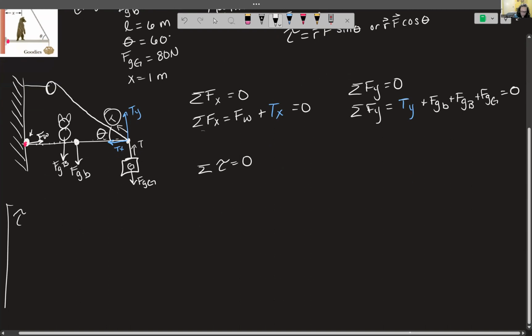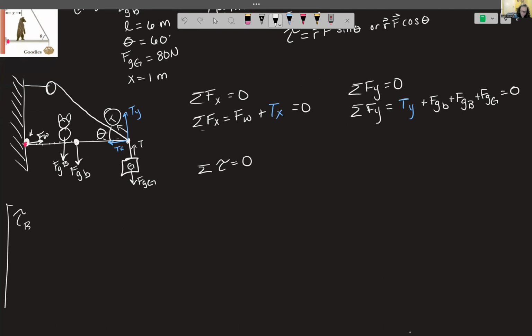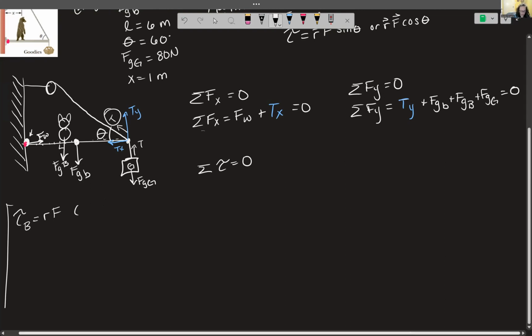So if I need to think about the torque due to the bear, this is going to be RF. This is a 90-degree angle, so there will be no sine component because sine of 90 degrees is 1. So it's just going to be RF, and this is going to go in the negative direction. Then I have the torque on my beam. We'll have the same situation here. This is going to be RF, and it'll cause me to go in the negative direction. I need to think about the torque due to my goodies. This is also a right angle, so this is going to be RF. It will also move us in the negative direction.